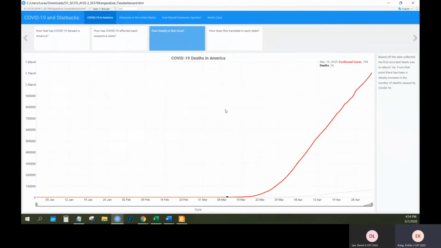So this graph adds on to the previous graph by adding another line for the number of deaths overall in the United States. And as you can see, the number of deaths has also been increasing, maybe not as exponentially and at a lower rate than the number of cases, but it also has been increasing constantly with no signs of decreasing or even being stagnant.